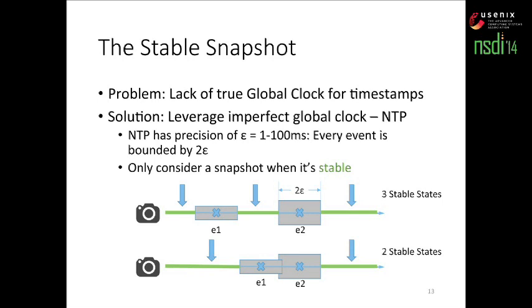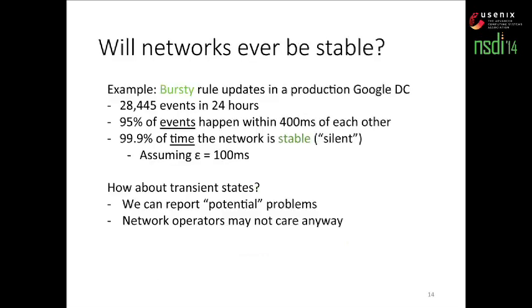Now in this case, in the shaded area, it's possible that E1 happens before E2. It is also possible that E2 happens before E1. We don't really know. So in this case, we should only report two stable states, which are the initial state and the final state. One may ask, will it never ever be stable, right? Because after all, we just discard a lot of shaded area. We will discard too much of it.